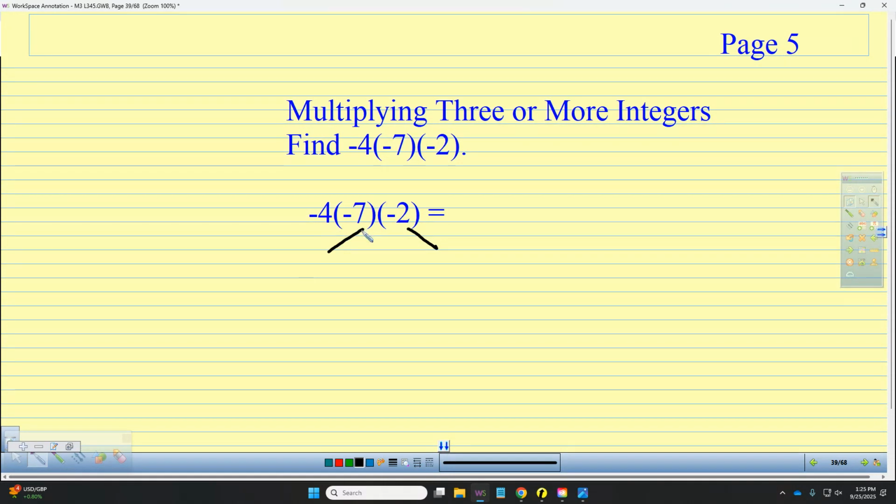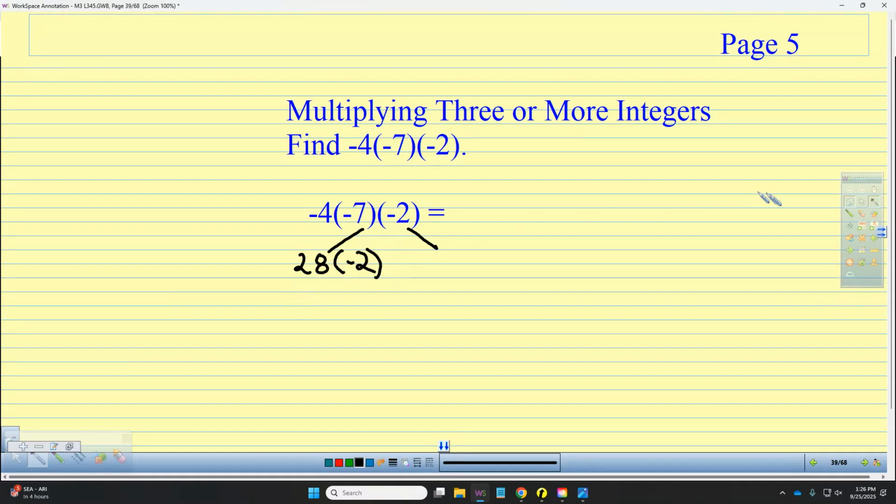So in this case, I'm going to start off with negative 4 times negative 7. That's going to be a positive 28 because the signs are the same. And I'm going to bring down the negative 2. I need you to show the steps. So every time you do an operation, you need to write down what you get.